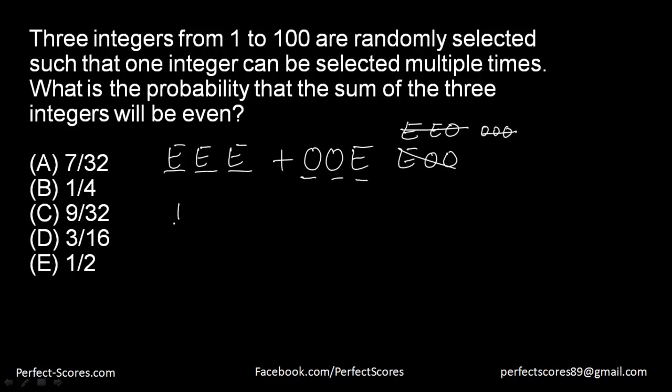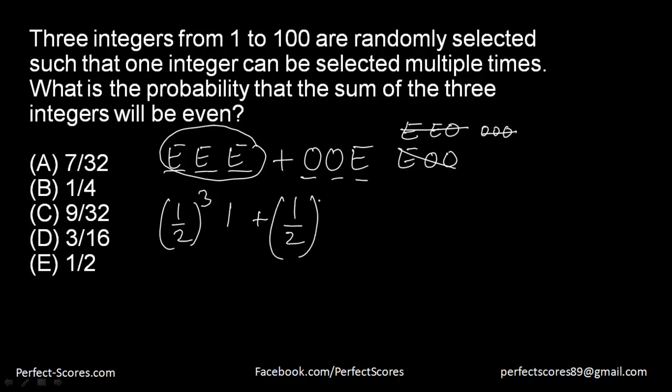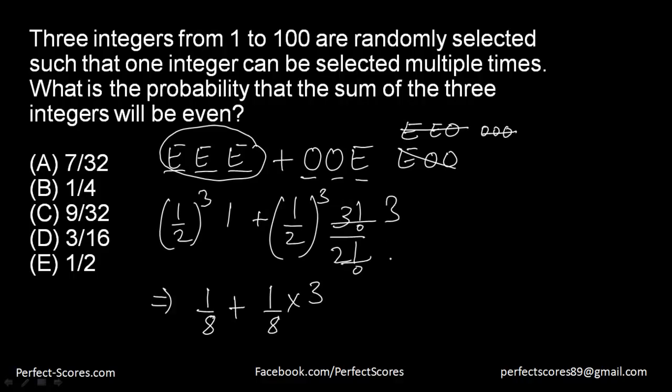So what is the probability of getting even? 1 by 2, 1 by 2, 1 by 2. So that is 1 by 2 raised to the power 3 into how many ways can this arrange itself? 1 way, plus 1 by 2, 1 by 2, 1 by 2, which is 1 by 2 raised to power 3 into how many ways can this arrange itself? That is equivalent to 3 factorial by 2 factorial, right? So now it's easy. It's 1 by 8 plus 1 by 8 into 3, so this goes down to 4 by 8, which is equivalent to 1 by 2, which is my answer. Right? So suppose everyone has understood this.